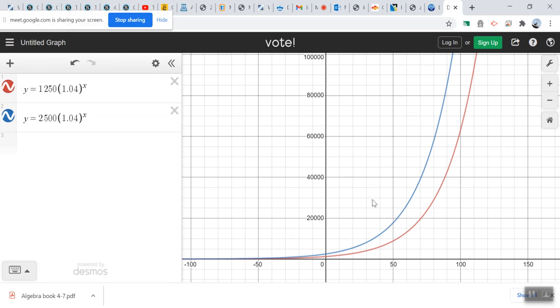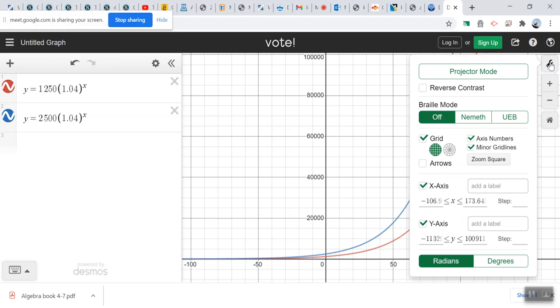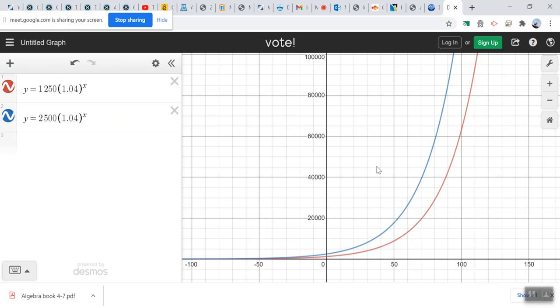And again, to get the grid to show up at something a little more reasonable, I use this little wrench tool, and I set the X and Y settings to something a little more reasonable. All right, are there any questions for today's work?